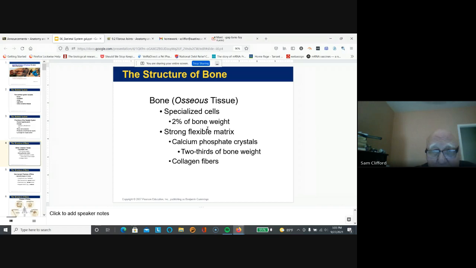Okay, osseous tissues. 2% of the specialized cells is bone weight. Calcium phosphate makes up 2/3 of the bone weight, and collagen fibers.